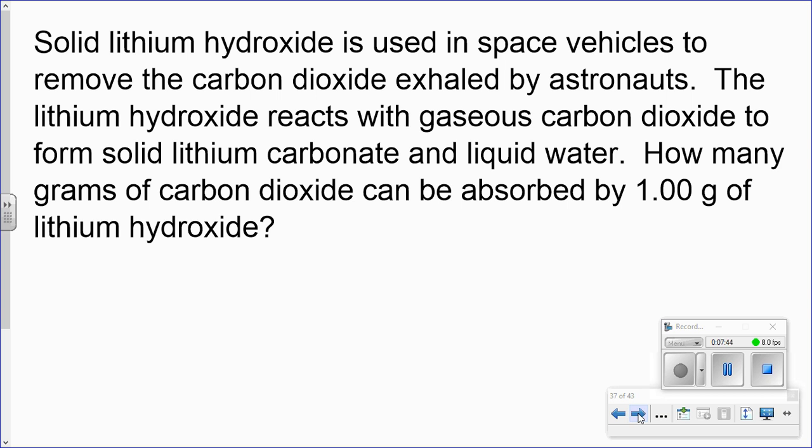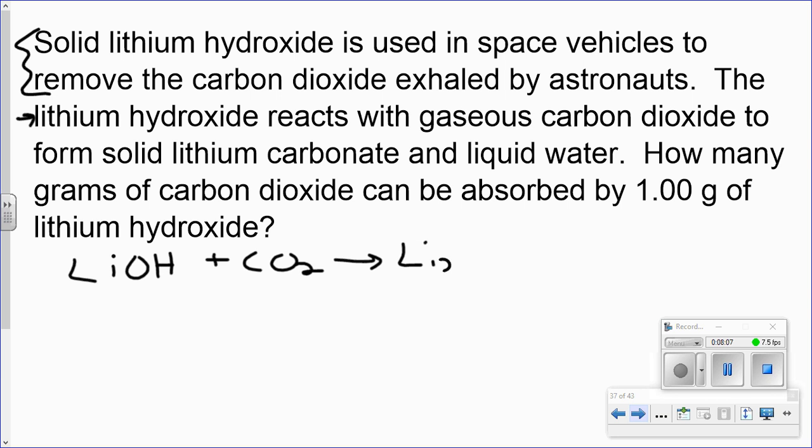Okay, so solid lithium hydroxide is used in space vehicles to remove carbon dioxide exhaled by astronauts. The lithium hydroxide reacts with gaseous carbon dioxide. This is all information up here; the problem starts here. So lithium hydroxide, that's +1 -1 to give me that, reacts with gaseous carbon dioxide to form solid lithium carbonate, and that's written correctly. Of course, you're using your ion sheets, right, guys? And liquid water. Writing those things correctly utilizes your ion sheets. Sometimes if you miss those, you miss the whole problem, so make sure you do that correctly.